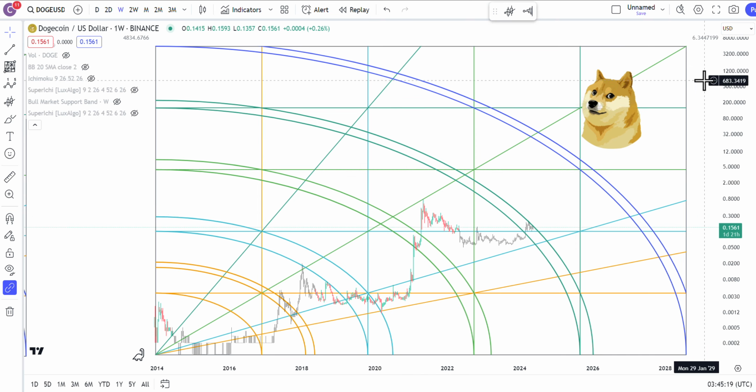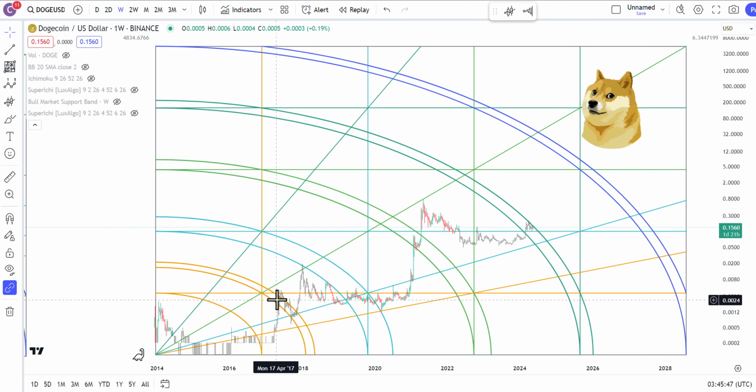So I drew this square over here, and you can see that each one of these lines, angles, and curves can serve as resistance and support. And from cycle to cycle, it may mimic this previous behavior. The price target that you're going to see could potentially be either the angle lines over here, the curve lines over here, or the box lines over here. So I'm trying to illustrate, from cycle to cycle.